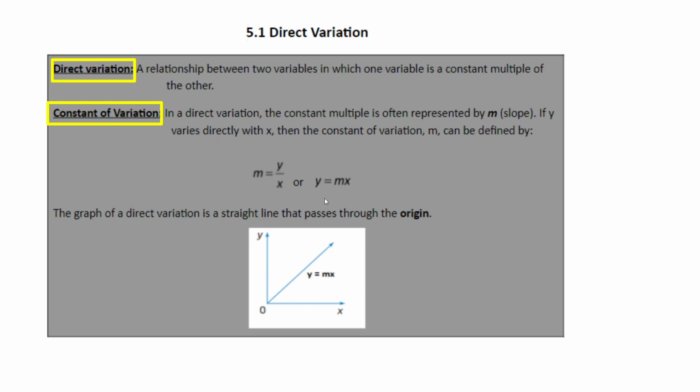And then this is where we get our equation of y equals mx. And the graph of a direct variation is a straight line that passes through the origin. And keep in mind that the origin is the point 0, 0.